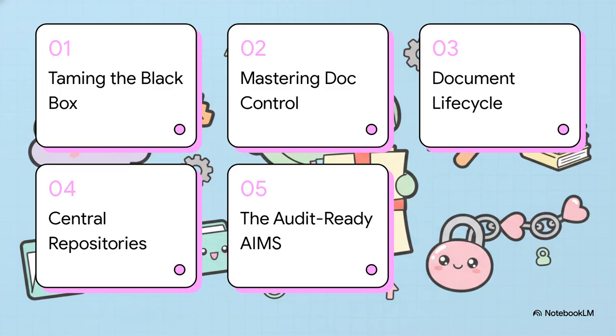Here's our agenda for today's explainer. We'll start with taming the AI black box, then move into mastering document control, look at the document lifecycle, explore centralized document repositories, and finally wrap up with the audit-ready AIMS.